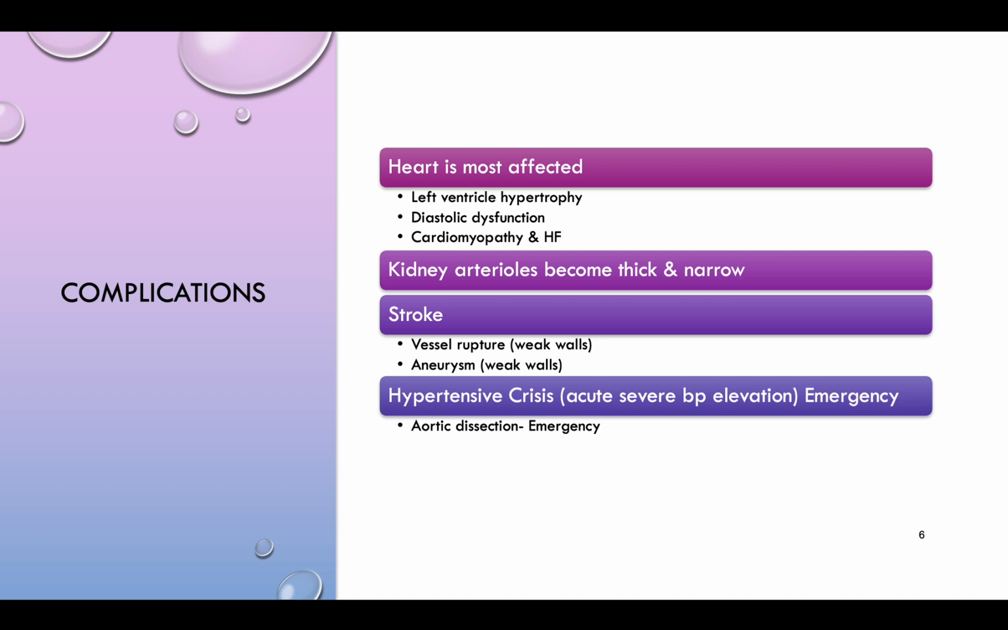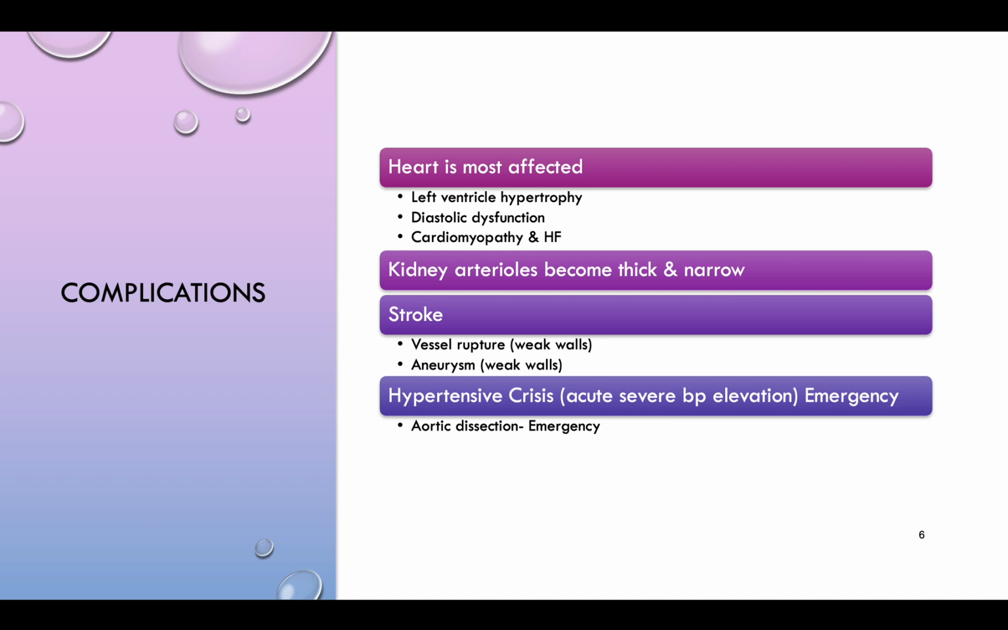So when our heart has to work harder to push the blood against the increased resistance that we have in our body, then that left ventricle muscle becomes bigger. And when that takes up more space with muscle, that means there's less space for blood to fill in. So we end up with a decreased cardiac output, which means our perfusion is altered.